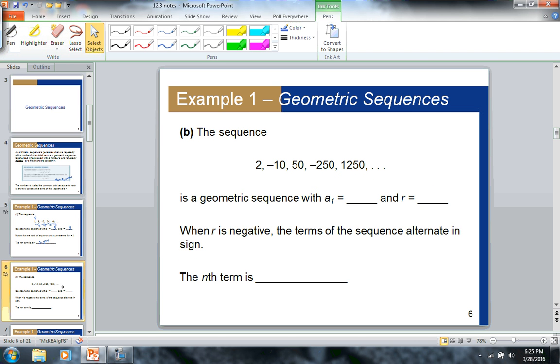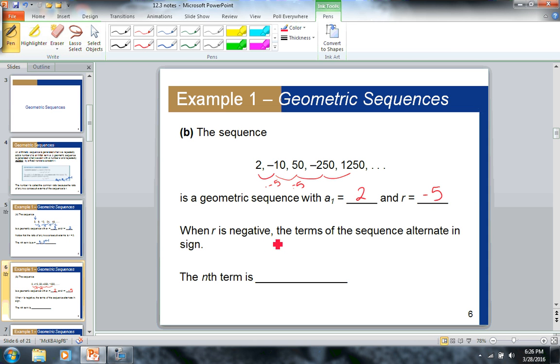Okay, so let's try that here with this sequence, just to make sure we have the basics down. This time we're going from 2 to negative 10, and then to positive 50, and then to negative 250, and then positive 1250. So here we're going to be alternating. So that means we have to be multiplying by a negative number. If we're going from a positive to a negative, we have to be multiplying by a negative. And in this case, it's going to be 5, because 2 times 5 is 10. And that happens here from 10 to 50. We multiply by negative 5. And then multiply there again by negative 5, and so on and so on. So my first term is 2, but my ratio this time is negative 5.